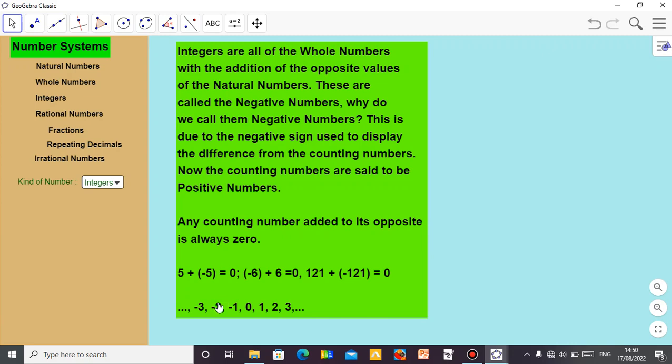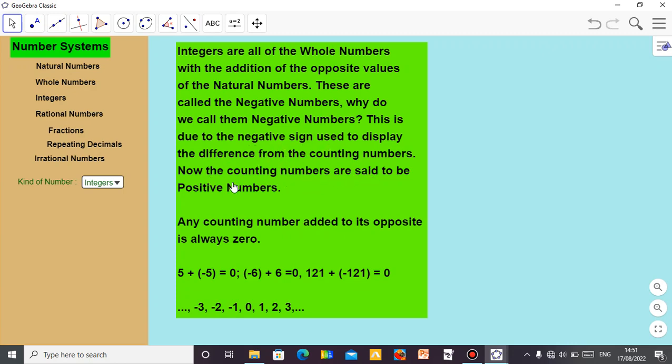The opposite value is the negative value here. We say these are called the negative numbers. That is the negative values now. They are called the negative numbers. Why do we call the negative number? This is due to the negative sign used to display the difference from the counting number.